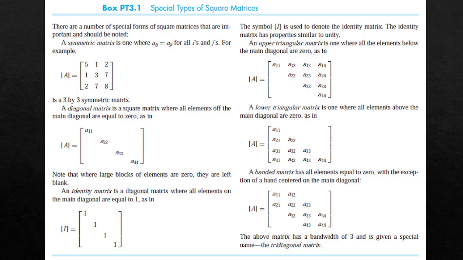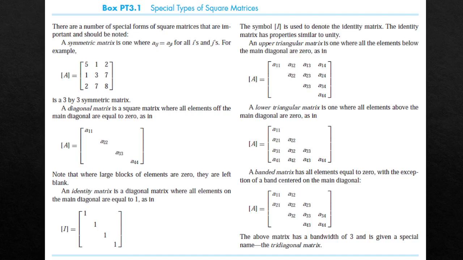And yeah, there are many types of matrices, but I will just be mentioning what we can see in the slide. So, special types of square matrices. The famous one would be the square matrix, wherein you have an equal number of rows and an equal number of columns.